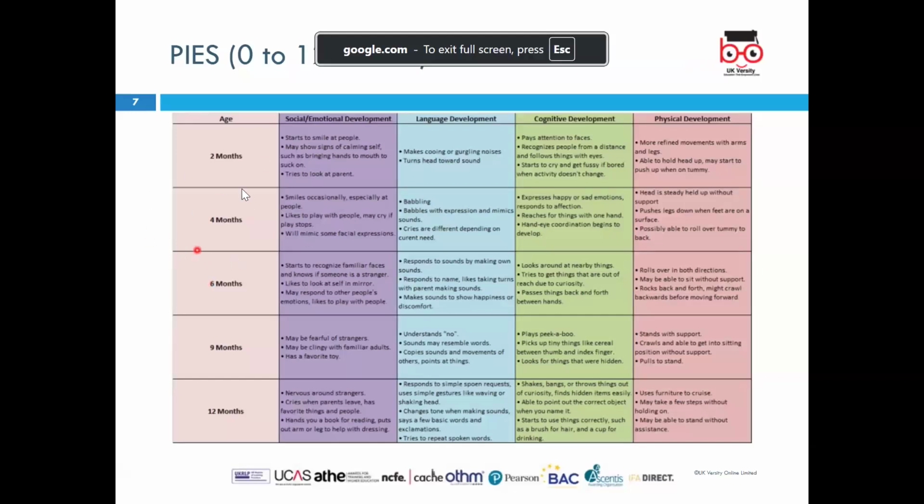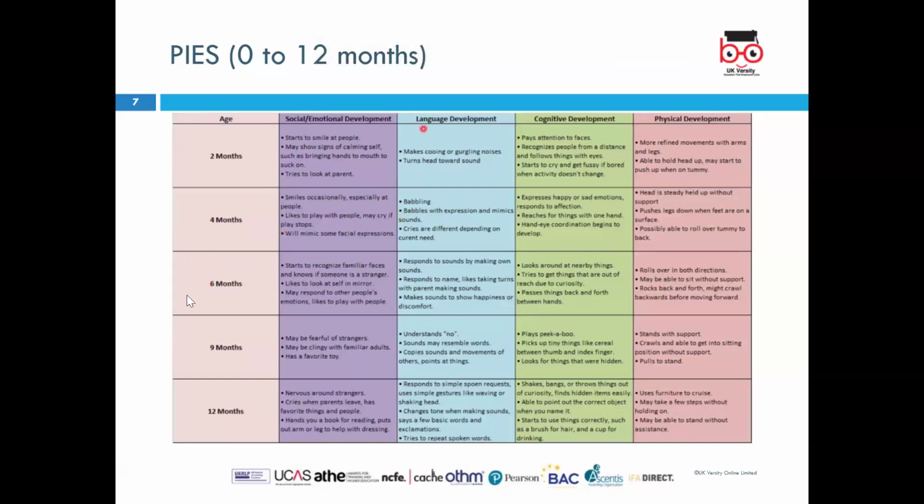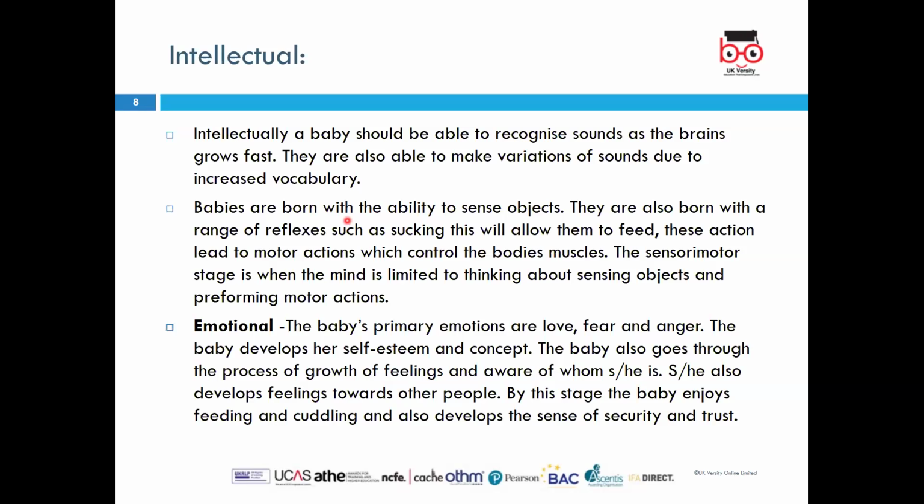So just focus on the 2 months, the 4 months. This is infancy, till 12 months of age. And what happens with regards to the social or emotional development, language development, the child's cognitive development, and physical development. Just have a read of this. It's just a one pager, and then we will discuss this tomorrow. So this is a part of your assignment as well. So what I would appreciate is that each one of you has a look at what happens during these stages.